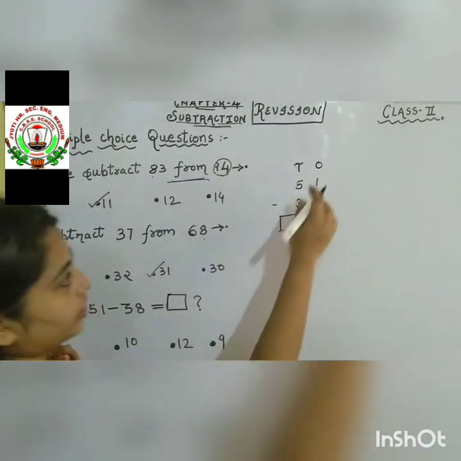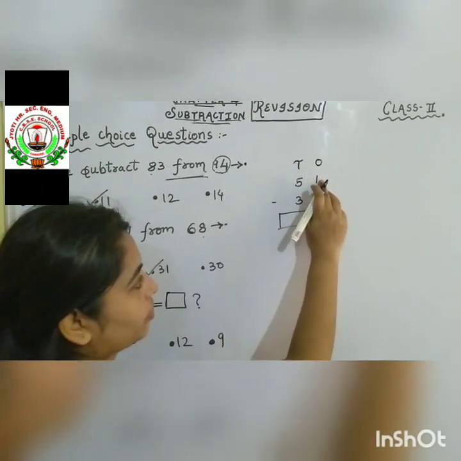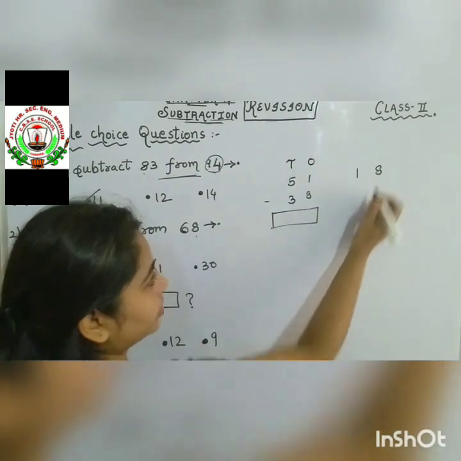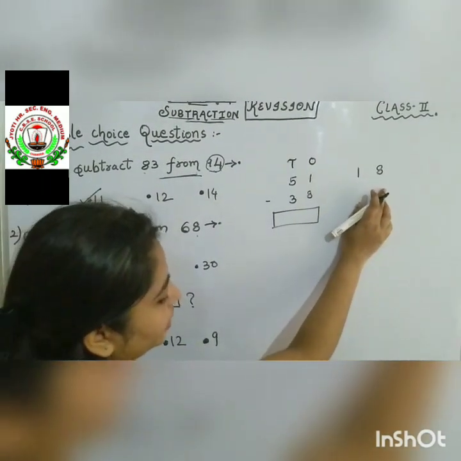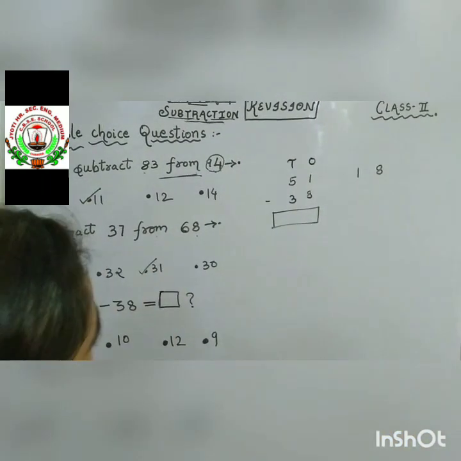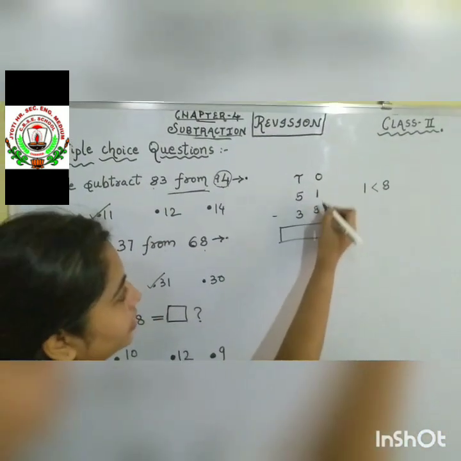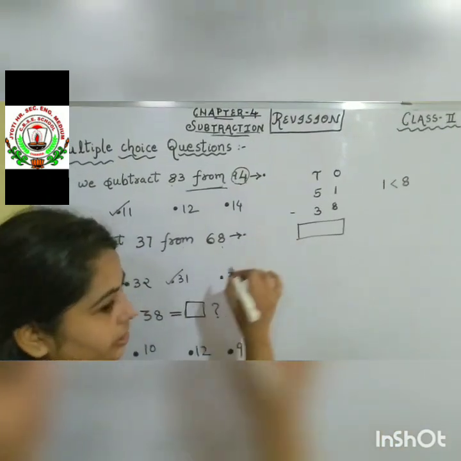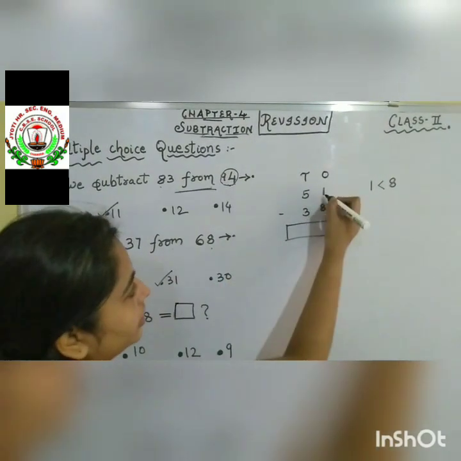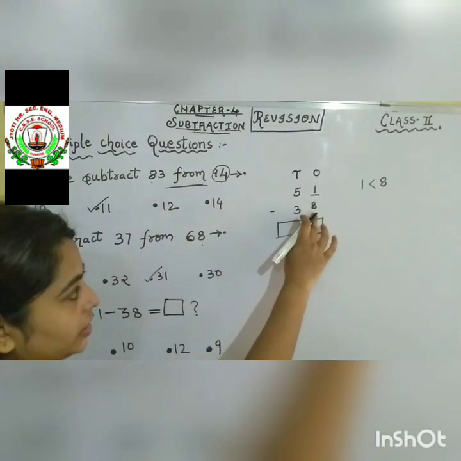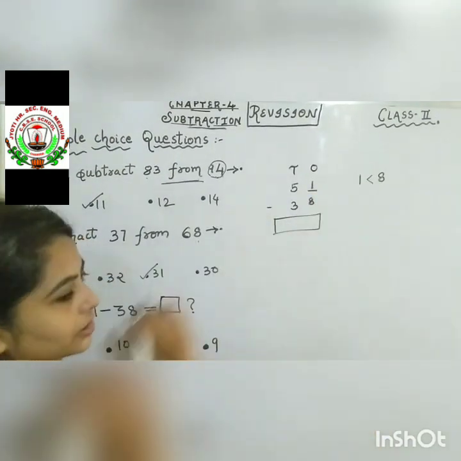Now see, in the ones column we are having the numbers 1 and 8. Which one is greater, 1 or 8? Compare both the numbers, which one is greater? 8 is greater. So from the 1 stick we can't cancel 8 sticks. In this case, the first number is smaller and the second number is greater. So in this case you can't do the subtraction.